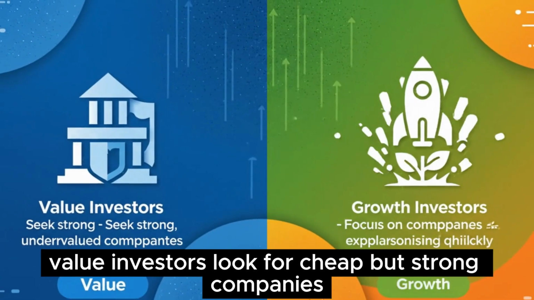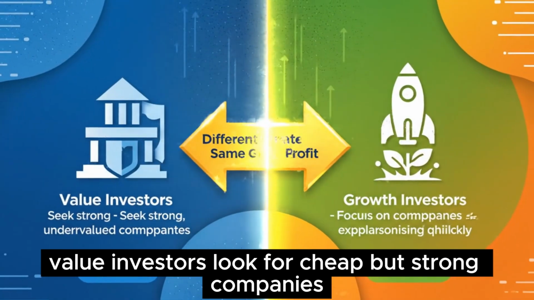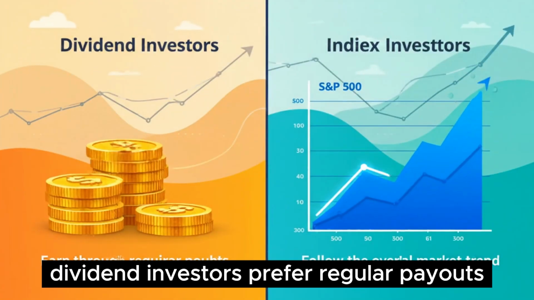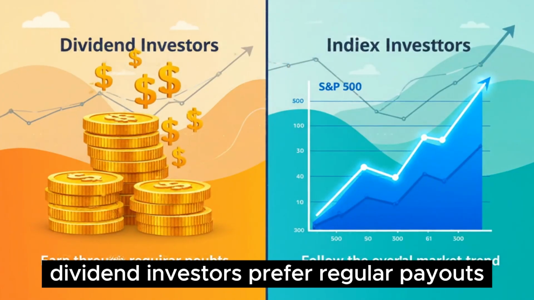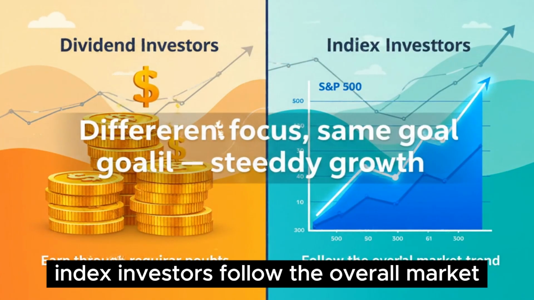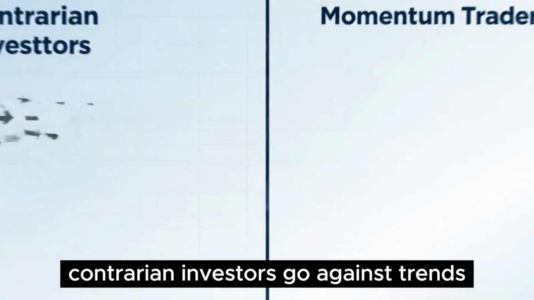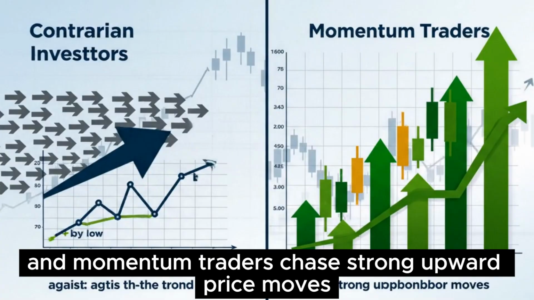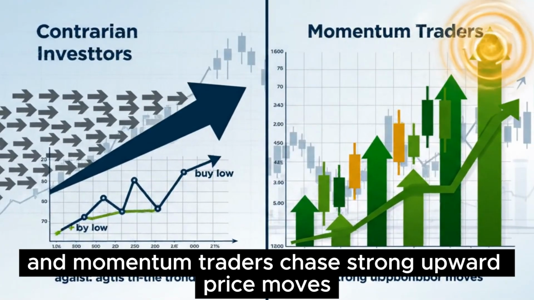Value investors look for cheap but strong companies. Growth investors go for fast-growing ones. Dividend investors prefer regular payouts. Index investors follow the overall market. Contrarian investors go against trends. And momentum traders chase strong upward price moves.